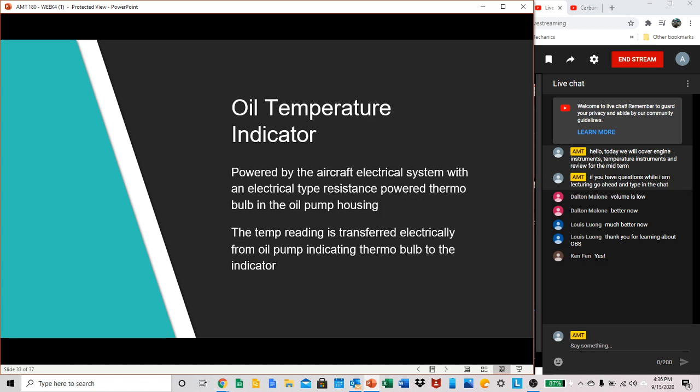Our oil temperature indicator is powered by the aircraft electrical system with an electrical type resistance powered thermo bulb in the oil pump housing. We talked a little bit about this in the video about using the thermo bulb. That's how all oil temperature is read. The temperature reading is transferred electrically from the oil pump indicating thermo bulb to the indicator. So again, a remote sensing instrument.